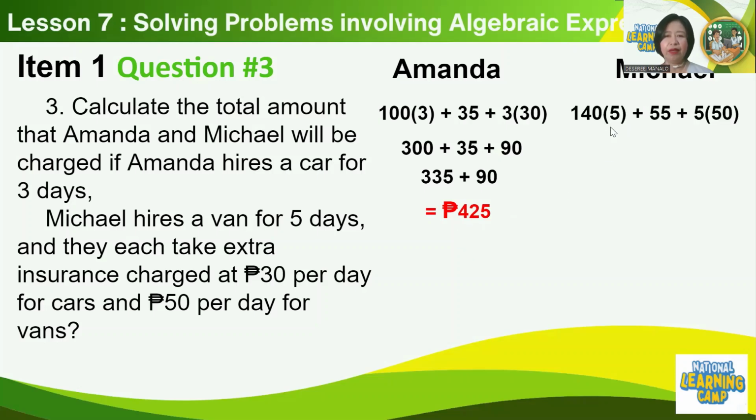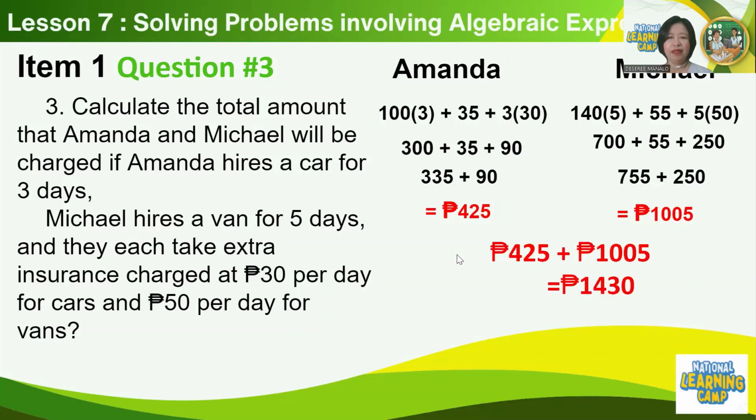For Michael, we have 140 times 5 since it is 5 days, plus 55, and then plus 5 times 50 for the insurance per day of vans. So we have 140 times 5 is 700, plus 55, and then 5 times 50 is 250. So we add 755 plus 250. And for Michael, he has the total of 1,005 pesos.